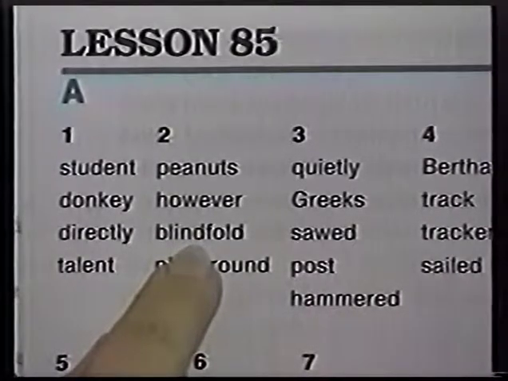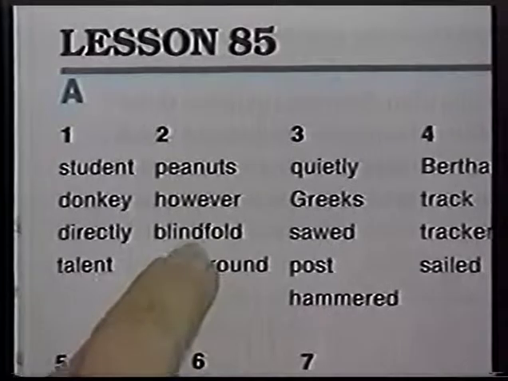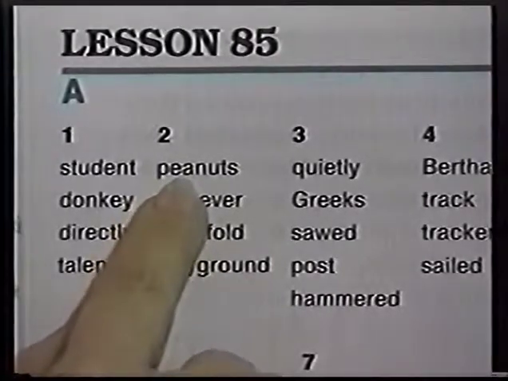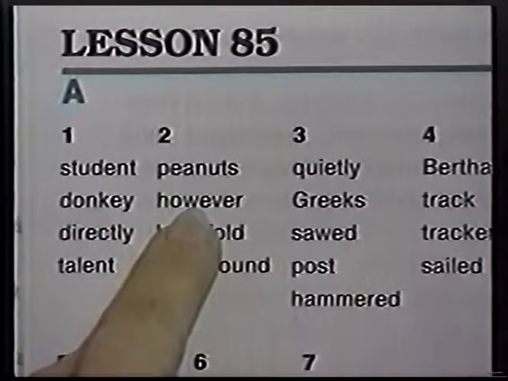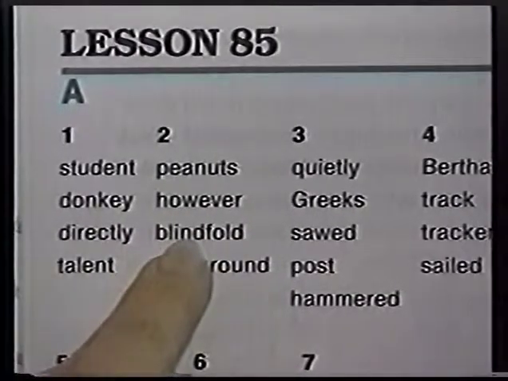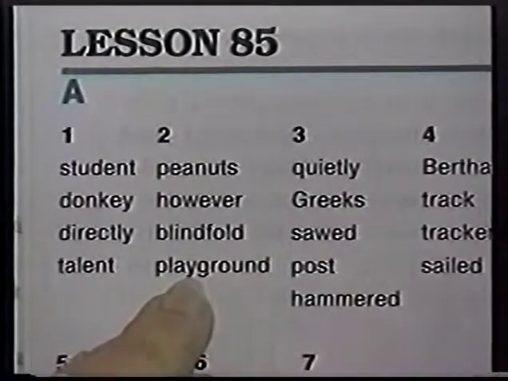Let's go back to the top and see if you can respond crisply and be ready for my signal. What word? Peanuts. Next word. What word? However. Better. Good job. Next word. What word? Blindfold. Next word. What word? Playground. Playground. Good. That was much better that time.